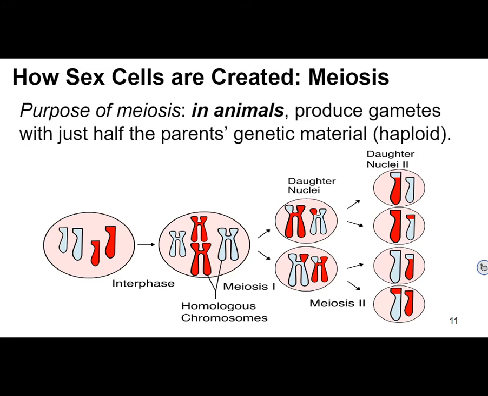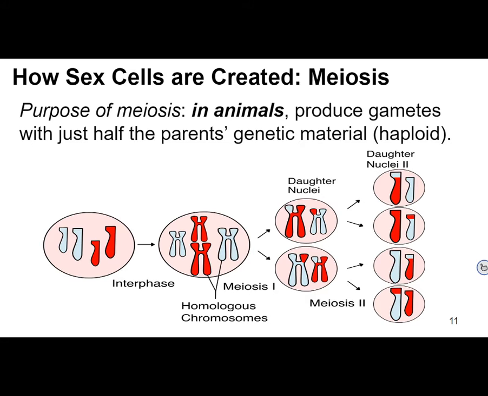How sex cells are created. This is really where the meiosis comes into play. The purpose of meiosis in animals anyway is to produce egg and sperm, which are called gametes. And we want just half. We already talked about why we want just half of the chromosomes, to make them haploid. If you don't halve the chromosomes, you have entirely too many for the baby.